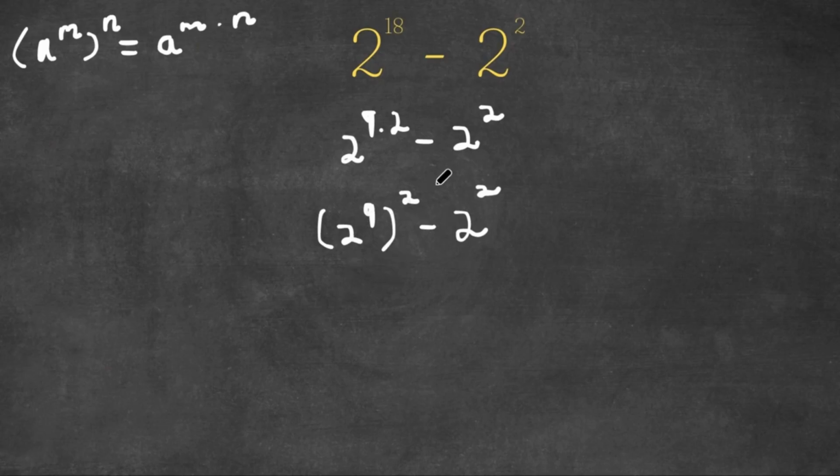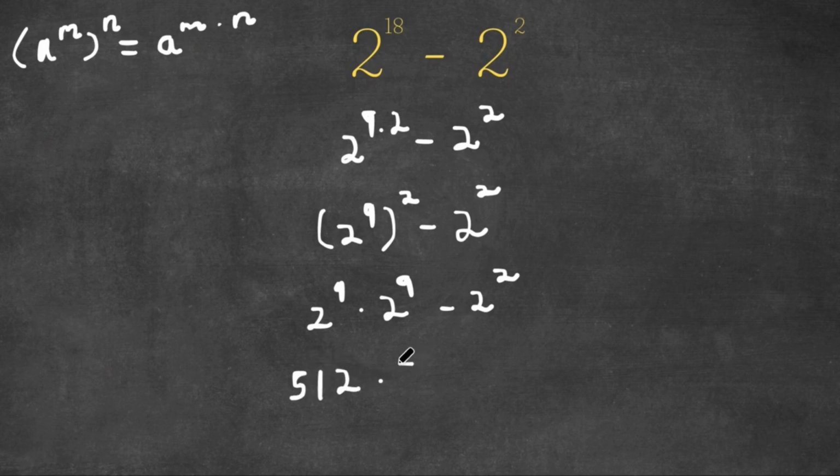Now 2 to the power of 9 squared is the same thing as 2 to the power of 9 times 2 to the power of 9. Now minus 2 squared. And 2 to the power of 9 is 512. You guys should know that because you should know your powers of 2. So now we have 512 times 512 minus 2 squared.